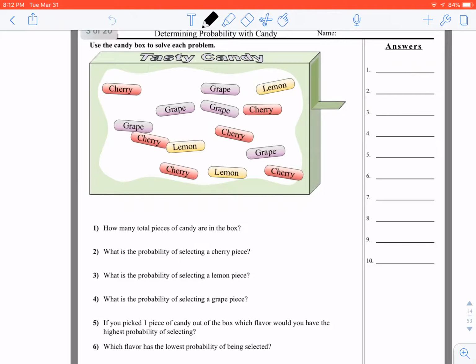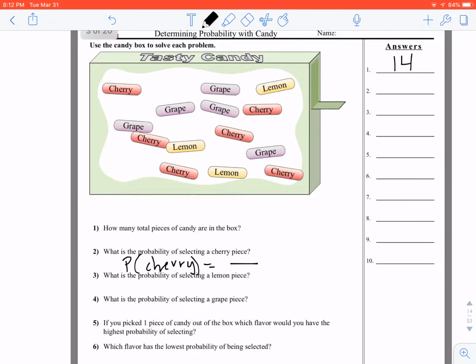Okay, number 1 asked how many total pieces of candy there are in the box. Your solution is 14 because there are 14 different pieces of candy. Number 2 asks the probability of selecting a cherry piece. So again, please remember your notation. If you are not showing work on these homework assignments, you are not going to earn full credit. So please make sure that you are showing work and have the correct answer.